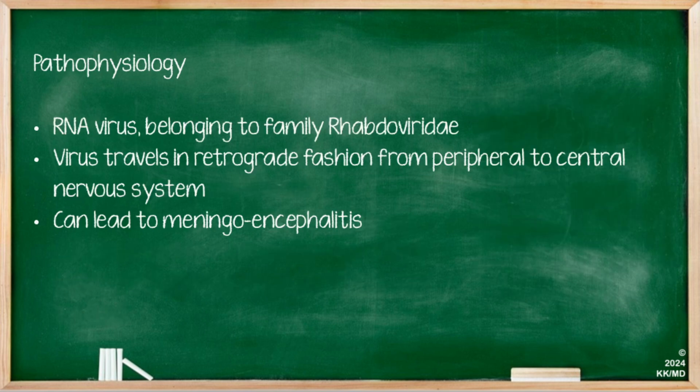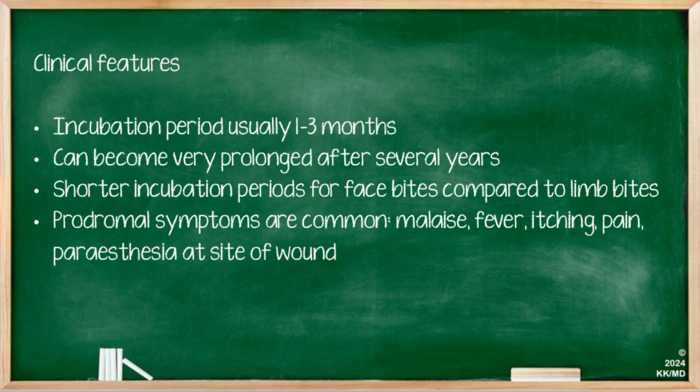Rabies is an RNA virus and it belongs to the family Rhabdoviridae. Rabies virus travels in a retrograde fashion from the peripheral to the central nervous system, unfortunately leading to meningoencephalitis. The clinical features are consistent with a relatively long incubation period of 1 to 3 months. However, it can also be prolonged to even several years. The incubation period tends to be shorter if the bites are on the face of the patient compared to the limbs.